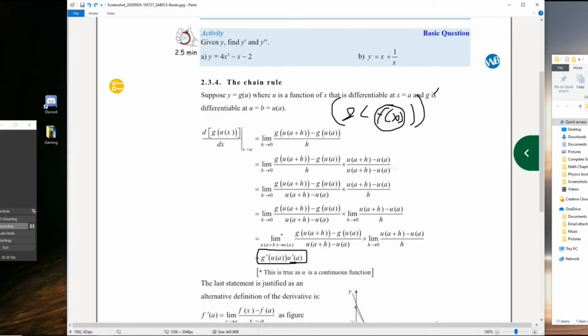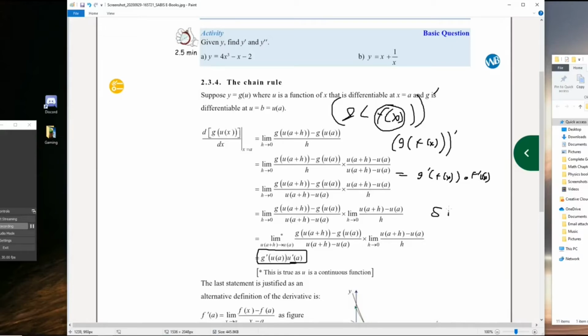That's why it's important. So pretty much what they're trying to say here is that when you derive g of f of x, you pretty much do g prime of f of x, that's the prime of the g itself, times the prime of what's inside, f prime of x. Did I match what's here? Well, I should have. So g prime of u of a times u prime of a. Excellent, we did the same thing.